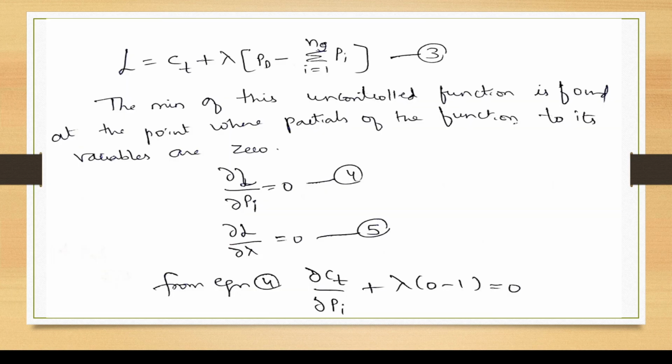Now we have already introduced the Lagrangian function in the previous session. L is nothing but the Lagrangian function, and that is equal to CT plus lambda times PD minus summation i equal to 1 to NG Pi.